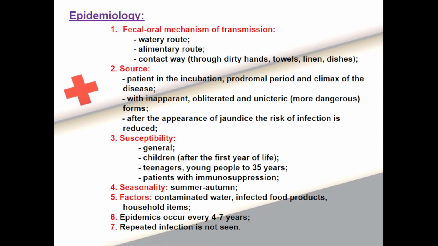Susceptibility general. Children after the first year of life are more susceptible, again due to hygiene level. Teenagers, young people up to 35 years. But really, I had a patient 50 years old with hepatitis A, which is really rare, but it still happens. Patient with immunosuppression. Again, it's more typical for young people. Seasonality: summer, autumn. Factors: contaminated water, infected food products, household items. Epidemics occur every 4 to 7 years. Repeated infection is not seen. Usually a person has it only once in a lifetime.